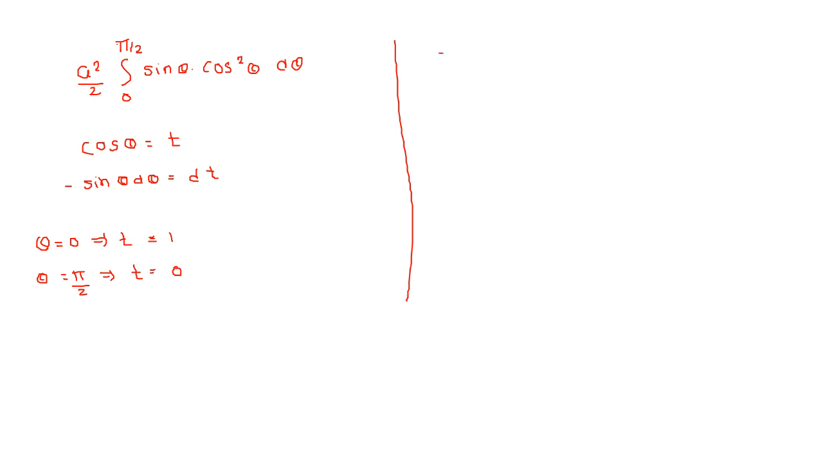So a square by 2 is as it is, and the integration from 0 to pi by 2 changes to the integration from 1 to 0. Sine theta d theta is minus dt, and cos square theta is t square. So it is equal to minus a square upon 2 integration 1 to 0 of t square dt.